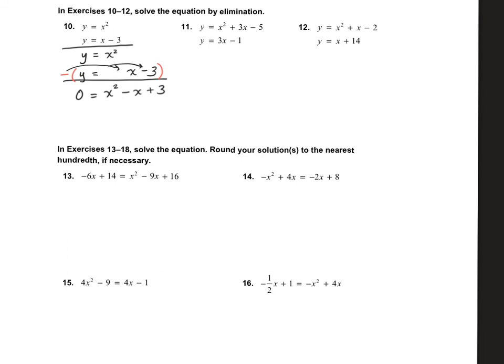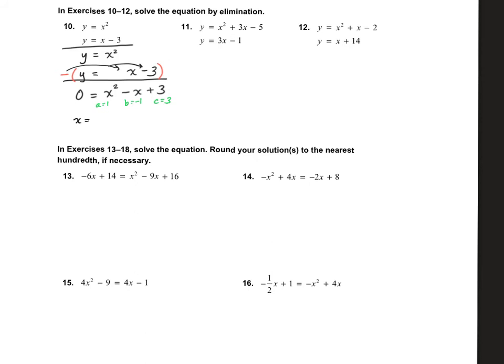So I first check to see if it's factorable. There's nothing that multiplies to positive 3 and adds to negative 1, so it's not factorable, which means we need to use the quadratic equation. So we have a is equal to 1, b is equal to negative 1, and c is equal to 3. So I'm going to plug these into the quadratic equation.